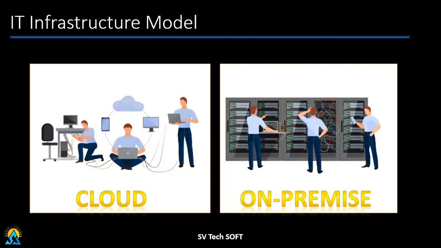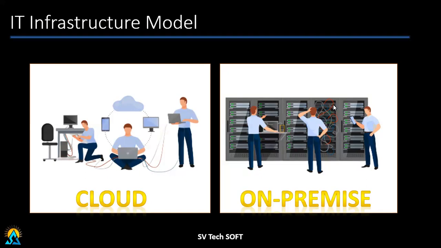Okay, what is the difference between cloud and on-premise? Cloud is nothing but everything depends on the internet. If you have internet, you can access the particular application from anywhere, anytime, wherever you are. You can easily access it through the internet. That is cloud.